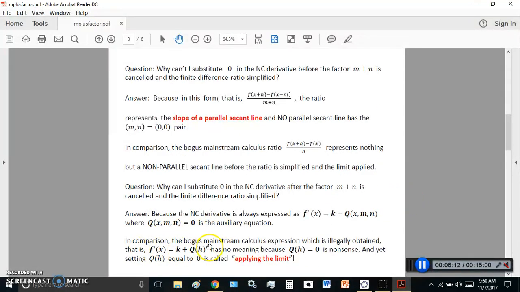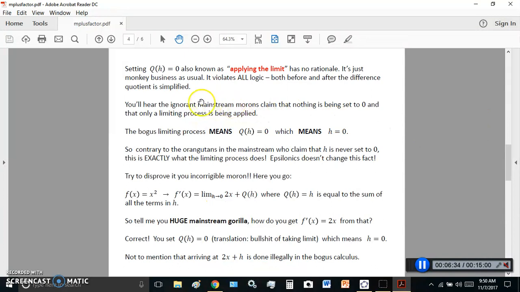So in comparison, the bogus mainstream calculus expression, which is illegally obtained by this bogus expression here, has no meaning because q of h equals 0 is nonsense. And yet setting q of h equal to 0 is called applying the limit. Don't make me laugh, you idiots. Setting q of h equal to 0, also known as applying the limit, has no rationale.